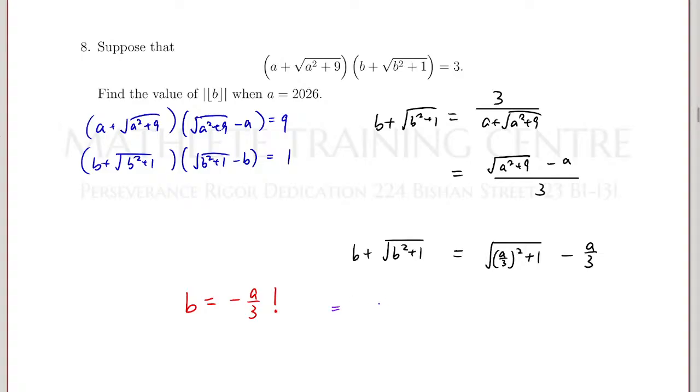B will be equal to negative 2026 over 3. So when you round down the value of B, it will be negative 676, I think. Yeah, so the answer should be 676.